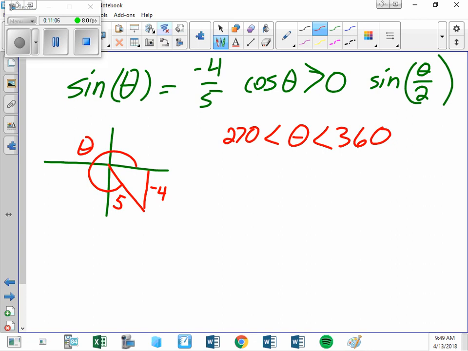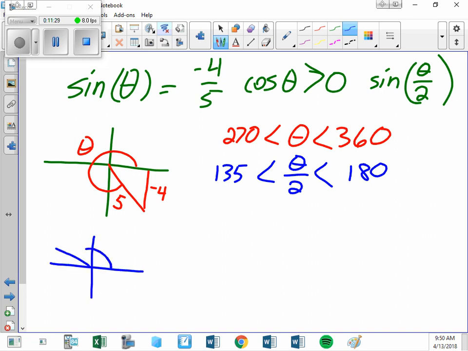So theta over 2 lands in which quadrant? Well, it's between 135 and 180, which would be quadrant 2 again. It's actually the second half of quadrant 2. So my theta over 2 angle is going to be right here. And it's pretty easy.